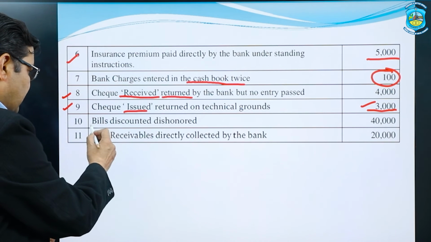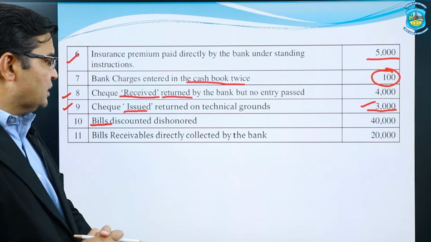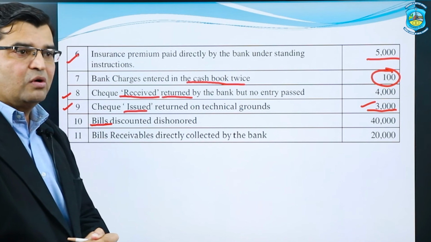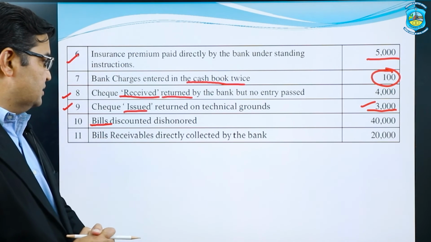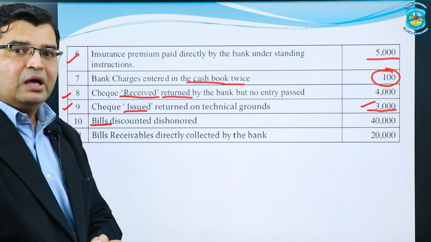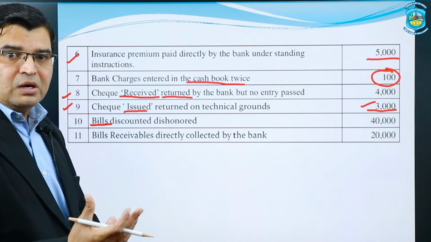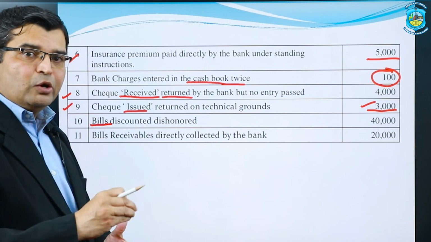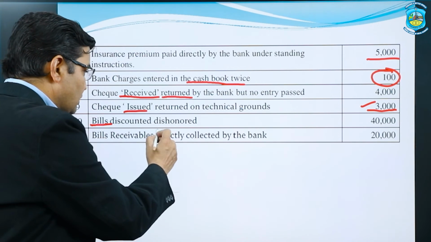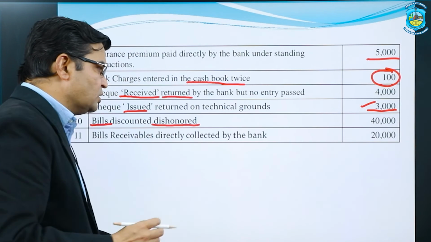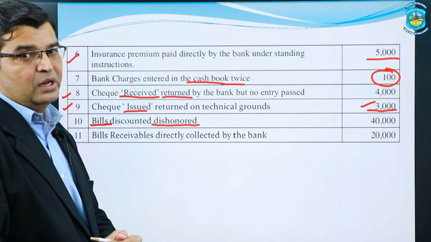Next is bills discounted dishonored. Actually 40,000 rupees worth of bills which we have got discounted from the bank, but these discounted bills have been dishonored. So ultimately our passbook will be reduced in comparison with our cash book because the bank will not record this amount of rupees 40,000. Bank will not credit this amount in our account.